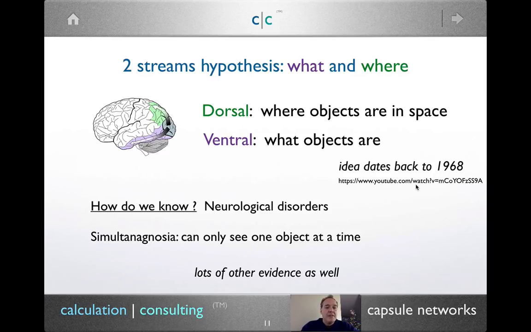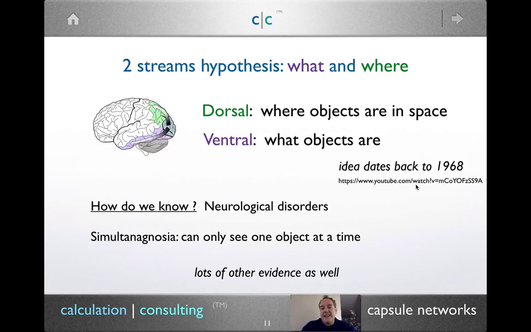One of these examples, one that Hinton brings up, is simultanagnosia, which means that you can only see one object at a time. And that would be kind of weird. Looking out at my windowsill here, I have all these different plants and I only see one of them. That would be very, very strange. But that's the kind of thing that happens when people are injured.